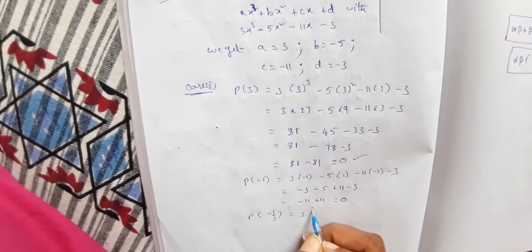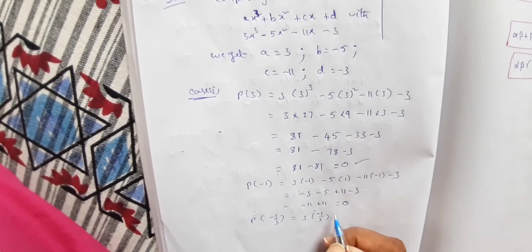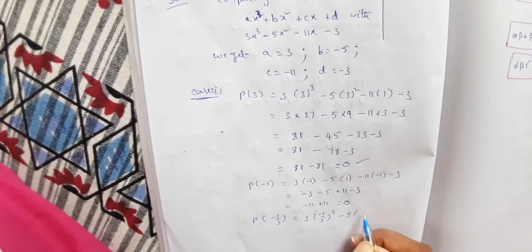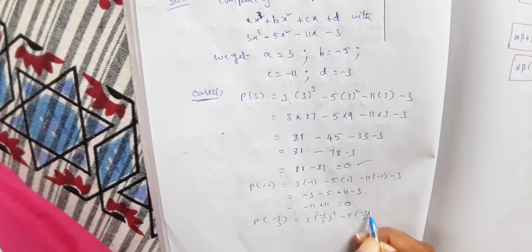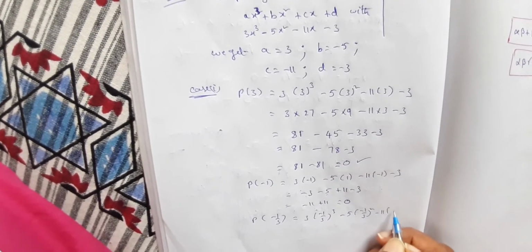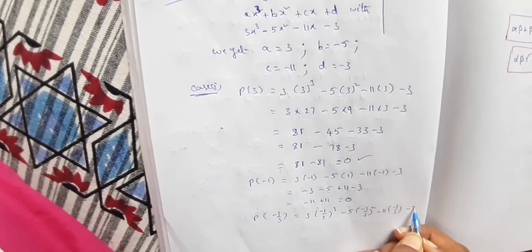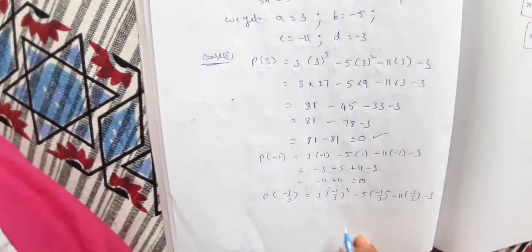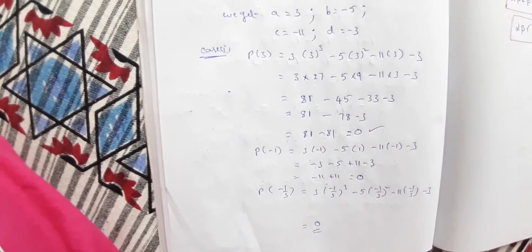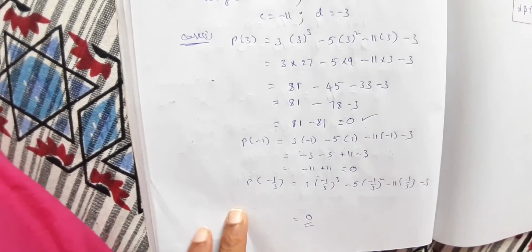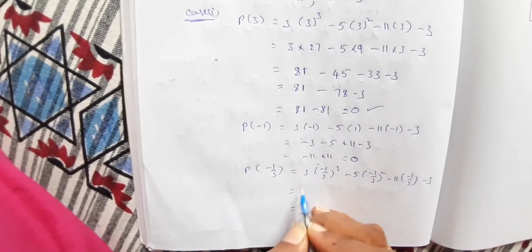Now next one is p of minus 1 by 3. So that is 3 into minus 1 by 3 whole cube, minus 5 into minus 1 by 3 whole square, minus 11 into minus 1 by 3, minus 3. So you simplify this and verify, it will come out to be 0. Okay, right. So please simplify this. Don't leave it like that. So okay, I'll only do this.